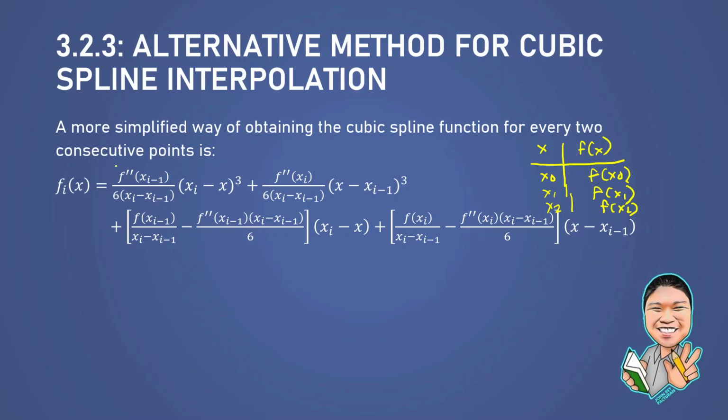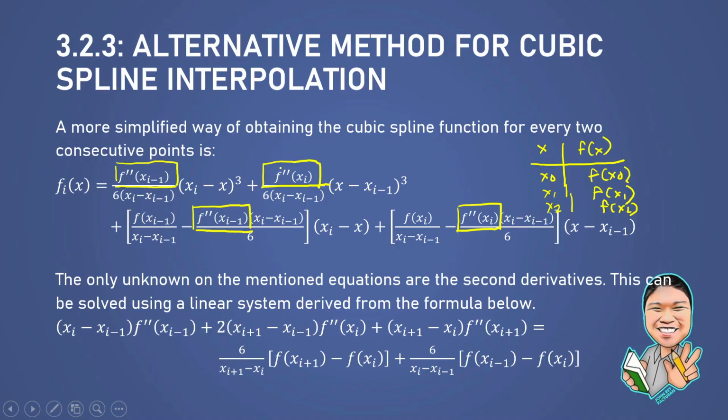Okay? Halimbawa, ito. Hahanapin natin yan. Ito rin, hahanapin natin yan. So, as this one, kasi second derivative siya, and this one. So, paano natin hahanapin yung value ng mga second derivative? So, as I said nga, the only unknown of the mentioned equation are the second derivatives. This can be solved using the linear system derived from the formula below.